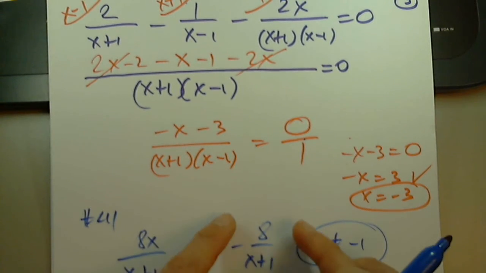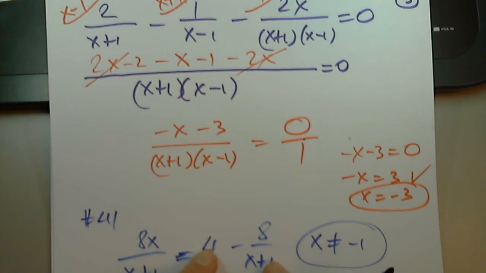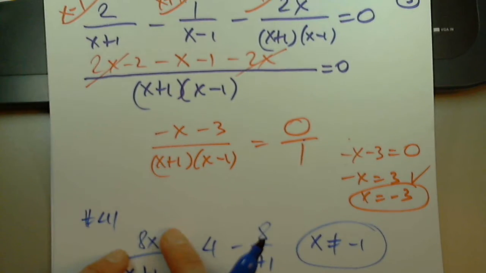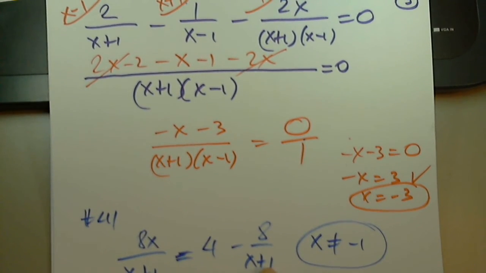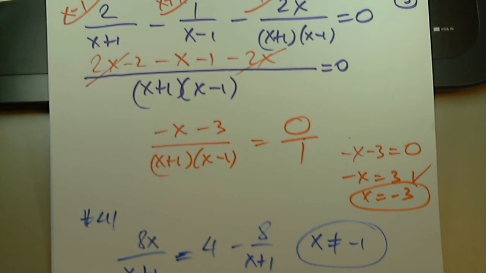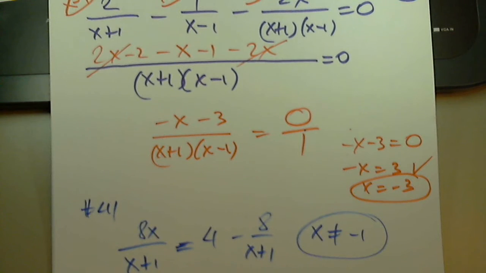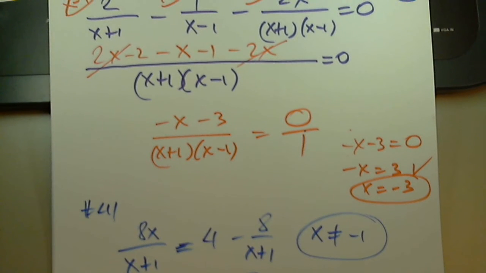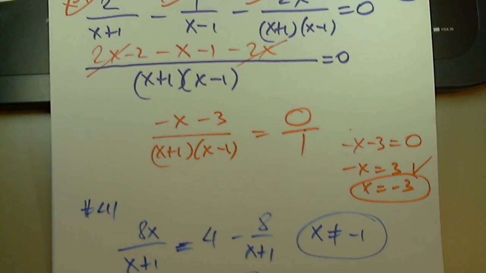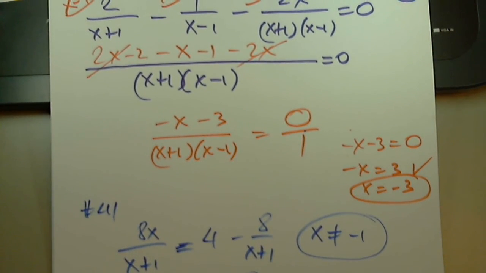Yeah. So we moved -8 over x plus 1 to the other side, it became positive. But since they have the same denominator, I can write 8x plus 8 over x plus 1. So this is what I'm going to do next. Why? Because this is already a proportion. So let's cross multiply. 8x plus 8 equals 1 times 1 is 8x plus 8. And x plus 1 times 4 is 4 times x plus 1.